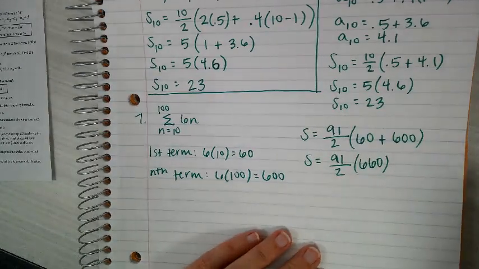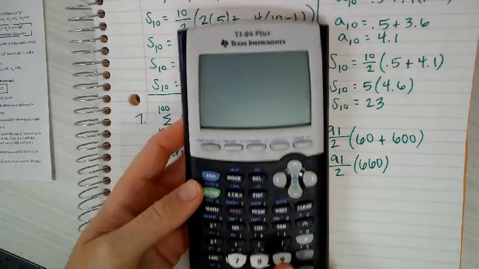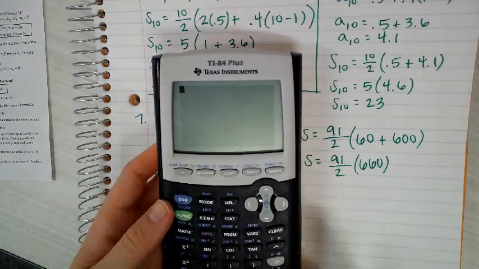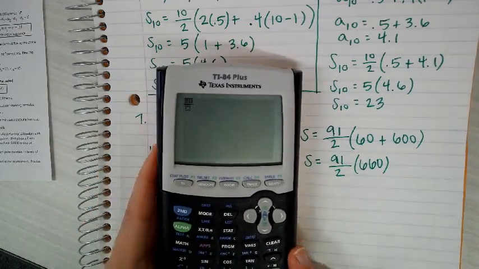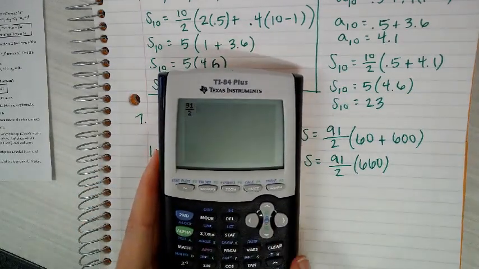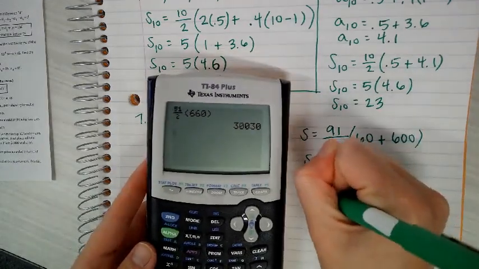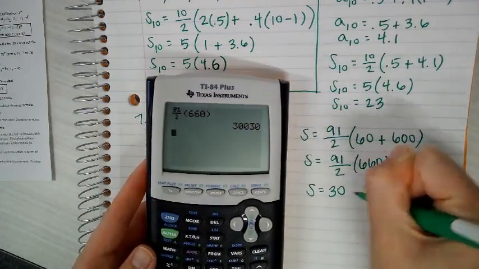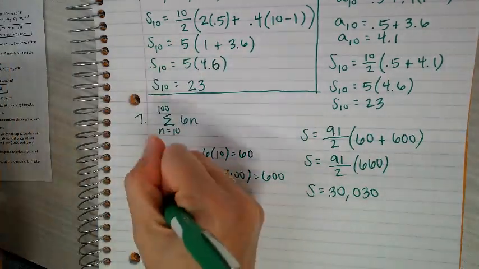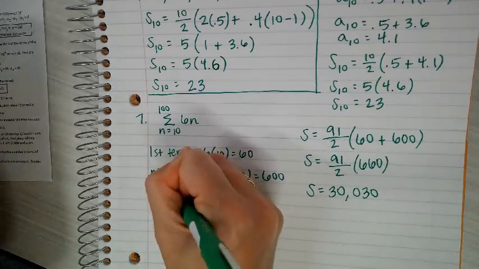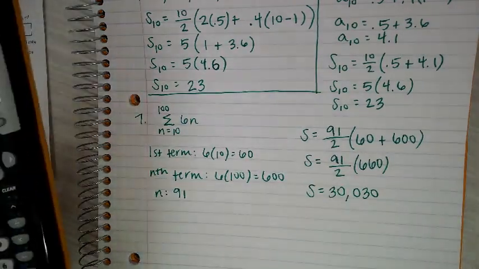Okay, so this is something that we would definitely do on the calculator part. So we would have alpha y equals, I'm going to make a stacked fraction, 91 halves times 660. Oh yeah, so our partial sum is 30,030. I guess I should have specified over here in this problem was 91. And now we're going to practice typing this on our calculator.